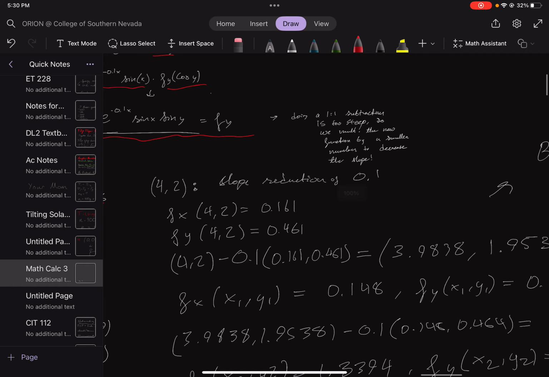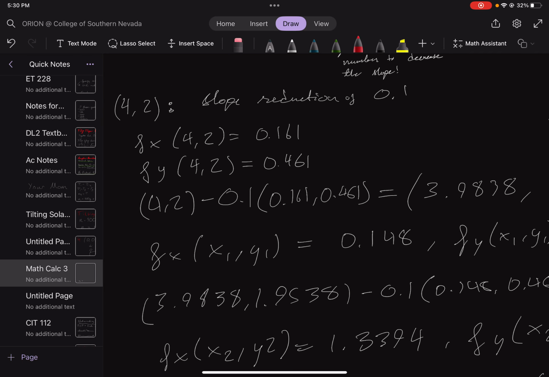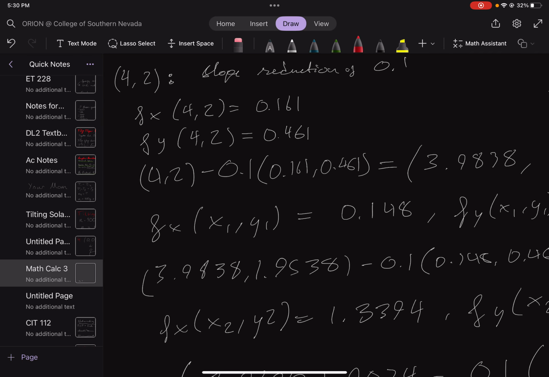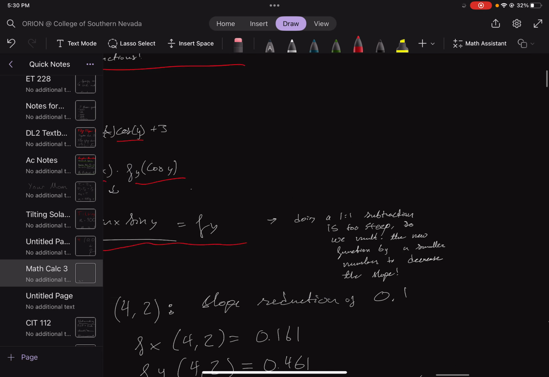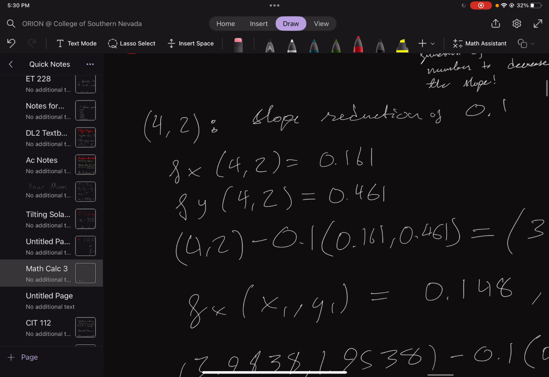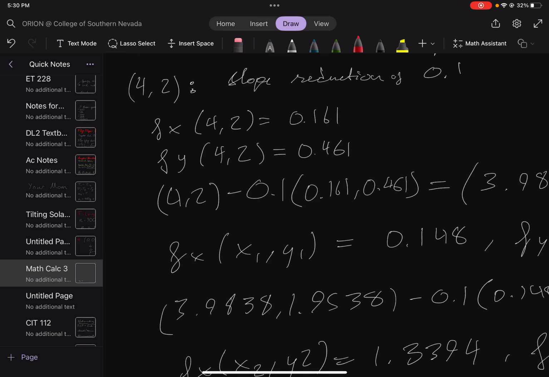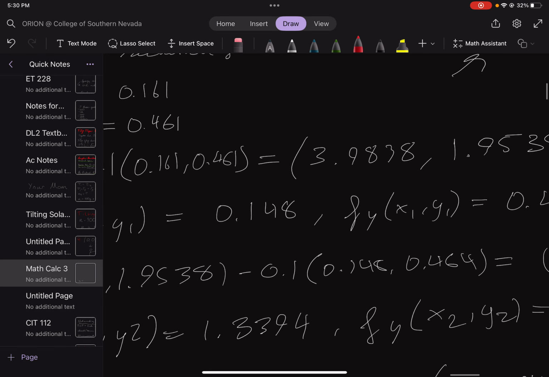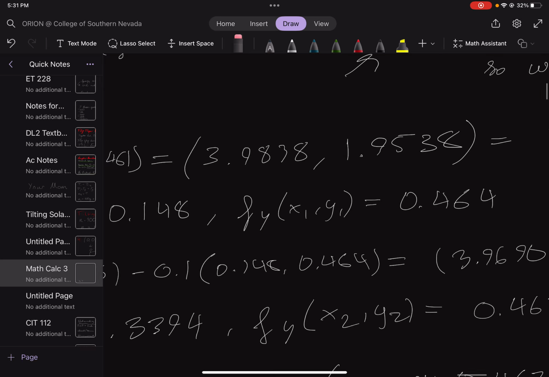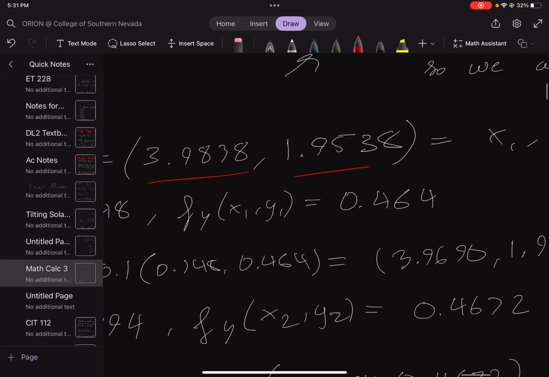And then let's look at 4,2, because I graphed two different points. I wanted to not just graph two different points, but calculate for two different points. F of x at 4,2, and then f of y at 4,2. We got those values and plugged them in with the formulas from before for the f sub x and f sub y as the partial derivatives. And then we take that point and subtract 0.1 again, because we can't do one full measure, it'll go way too steep. And we get this value: 3.938 and 1.9538.